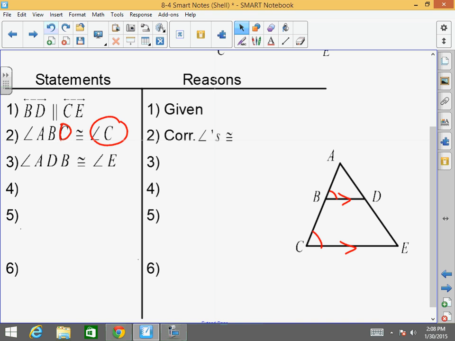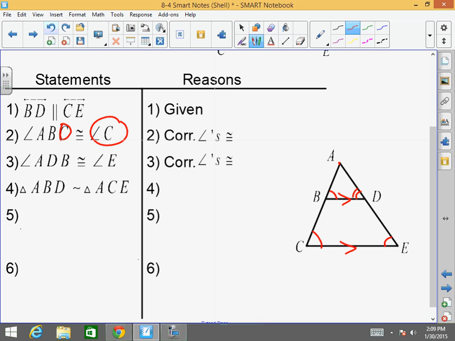From here, I can now also say that ADB is congruent to angle E. Why? Corresponding angles are congruent. You with me here? Now I can say that ABD, which is this top little triangle here, is congruent to ACE right here. Why? AA, angle, angle. Very good. Excellent, gentlemen. Are you with me here?